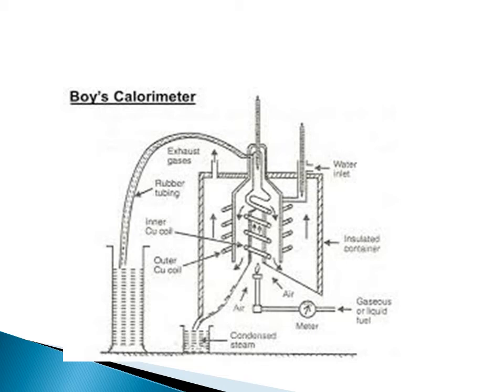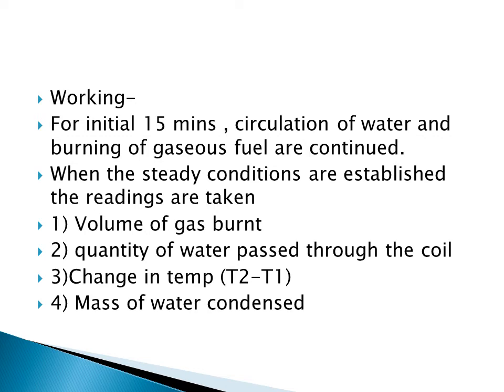Now, the readings we have taken are the temperatures of inlet and outlet water, T1 and T2. From T2 minus T1 we get the rise in temperature. Then from the meter, capital V is the amount of fuel we have burned. Then we also take the reading of how much water we have circulated through the copper tubing. And one more is how much steam is condensed, that is, how much product is formed and how much condensed steam there is. That reading is also with us. So this is the working.